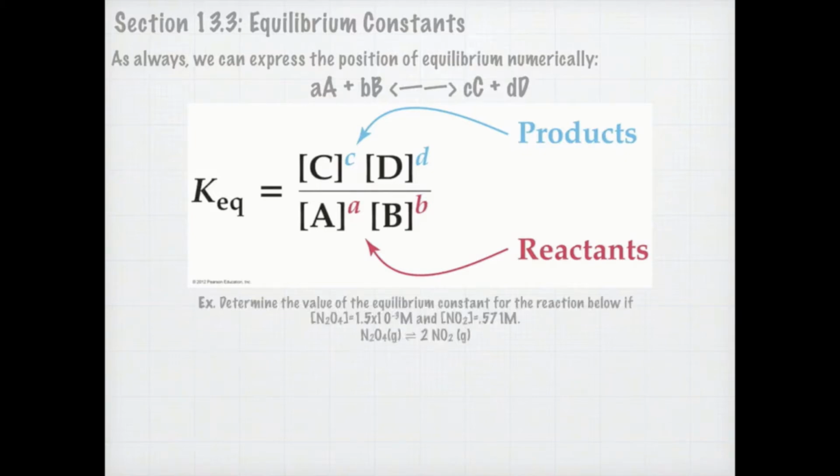Let's look at an example. It says, determine the value of the equilibrium constant for the reaction below. It's N2O4 becomes 2NO2, and I give you the concentration of your reactant and your product. All you need to do to find your KEQ is take the concentration of NO2 and square it, because the coefficient for NO2 is a 2. Then you divide that by the concentration of N2O4. Now all you need to do is plug in the values. It's going to be 0.571 squared divided by the concentration of N2O4, which is 1.5 times 10 to the negative third. When you find your answer, it's 220.